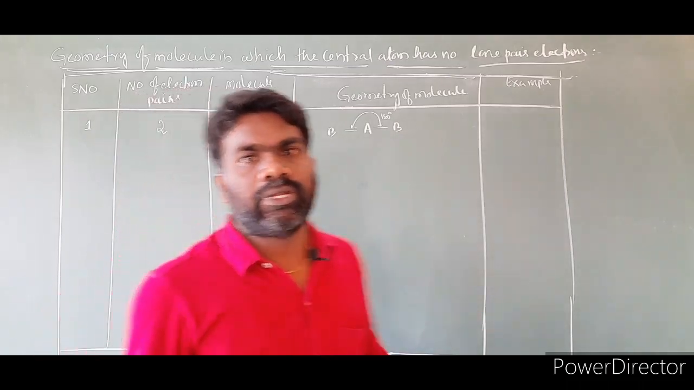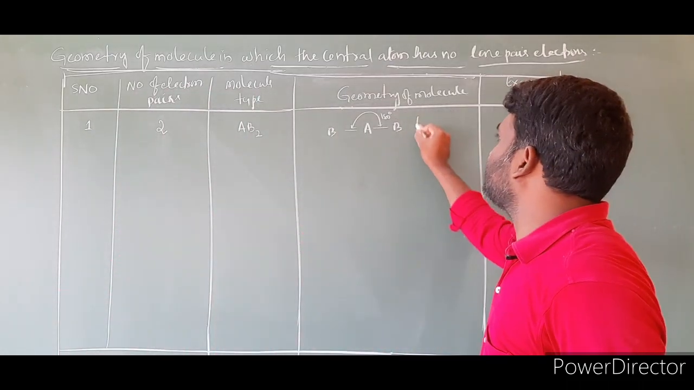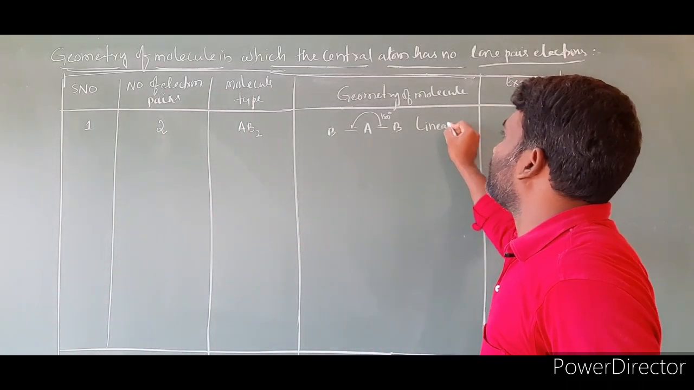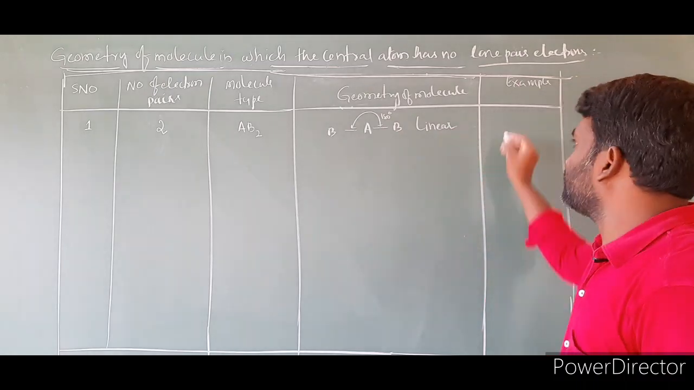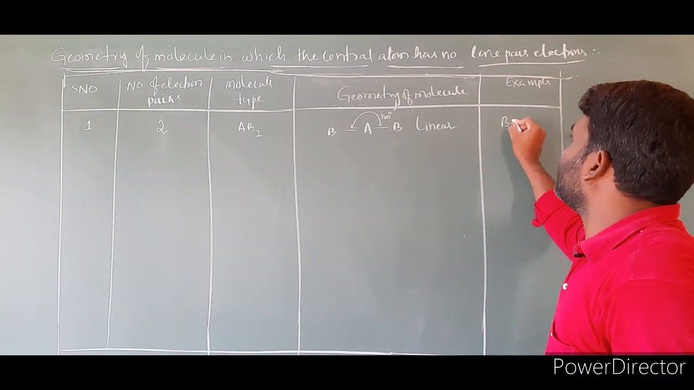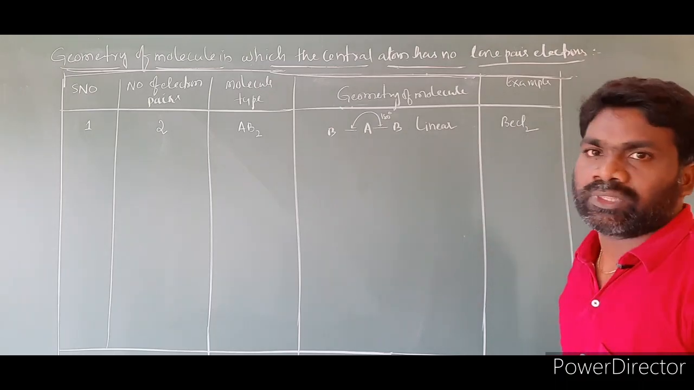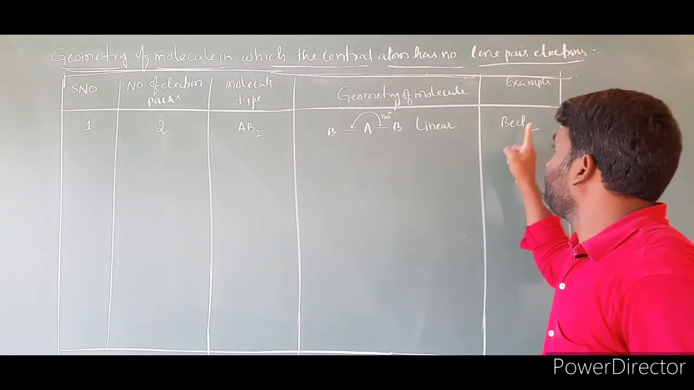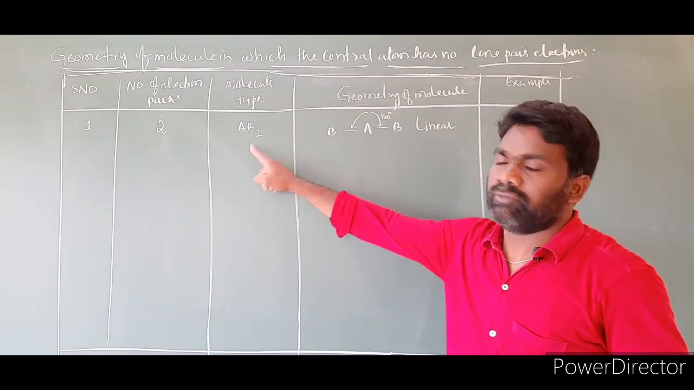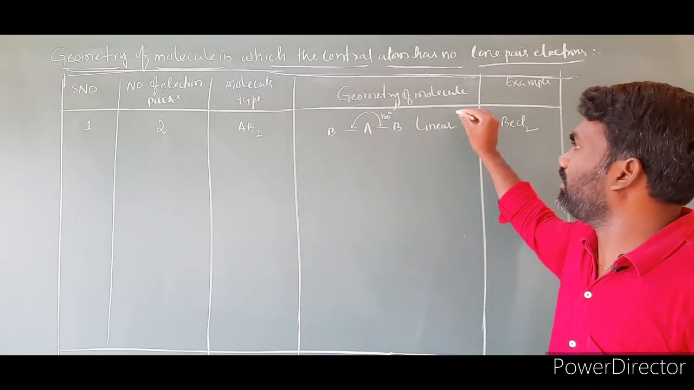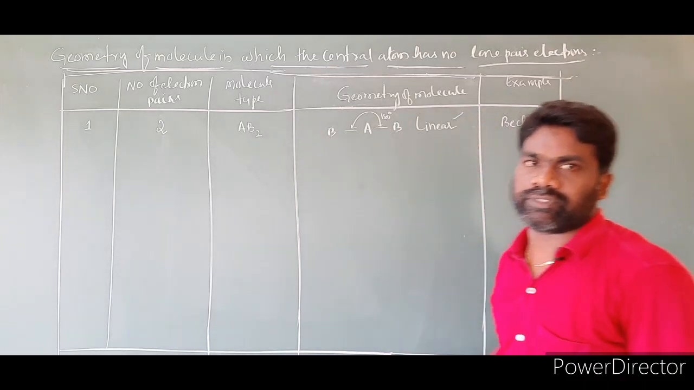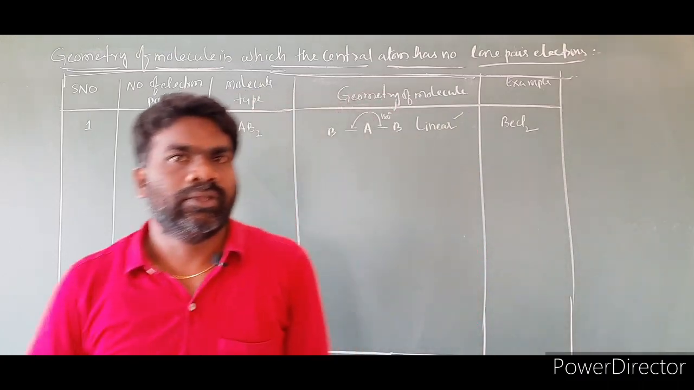Then what is the shape of the molecule expected? The shape of this molecule is linear. A chemical example is BeCl2. BeCl2 is an example of an AB2 type molecule with bond angle 180 degrees, and the molecule shape is linear. This is the first example. This molecule does not have any lone pairs.